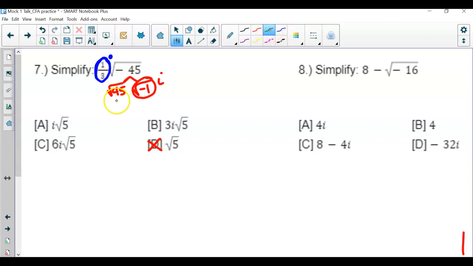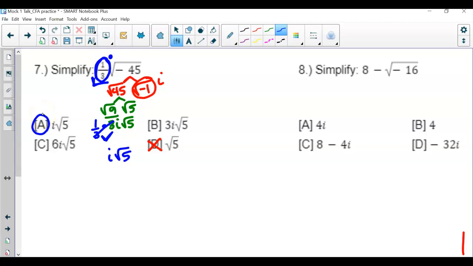As we simplify the square root of 45, this is the square root of 9 times the square root of 5. The square root of 9 is 3. So 3i radical 5. However, is this our answer, which is B? No, because remember, we are multiplying by 1/3. 1/3 times 3 is actually 1. So it's just i radical 5 that you're left with, which is A.